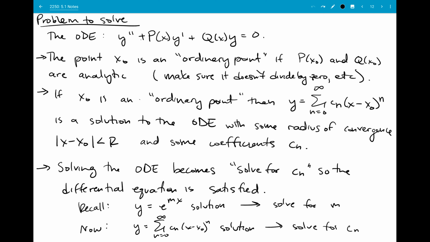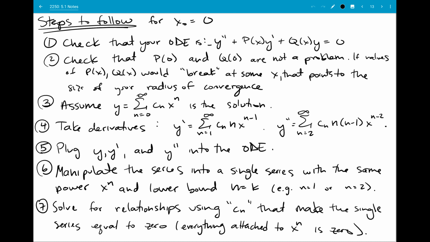The general approach is going to be that we assume our series solution and then we have to solve for Cn in an algebraic way. It's really similar to assuming y equals e to the mx as a solution and solving for m in an algebraic way, except that it's much more of a mess. I gave you the steps to follow, assuming our ordinary point was 0. That's what we're going to focus on because we only have so much time in the semester, but the same approach would work for different x0.